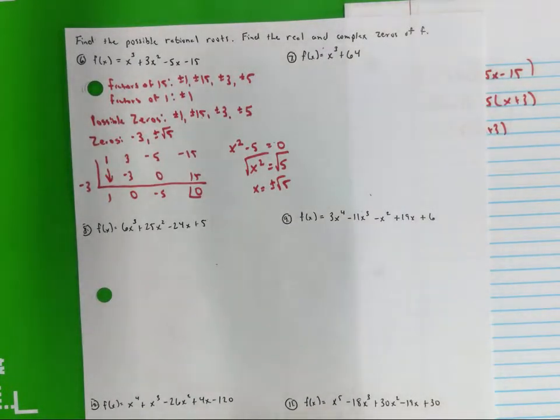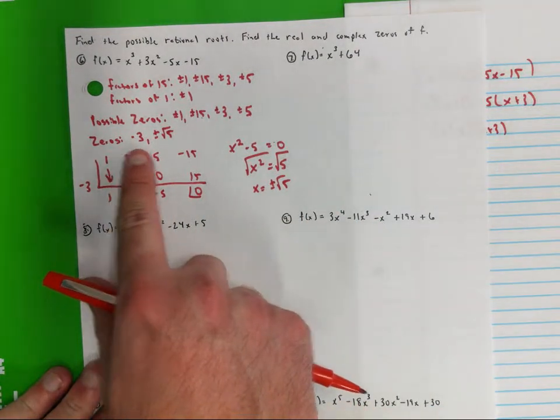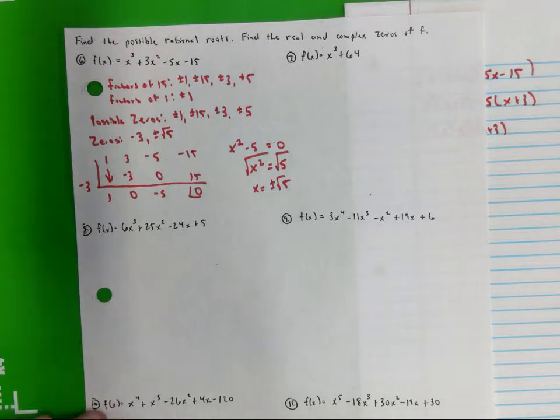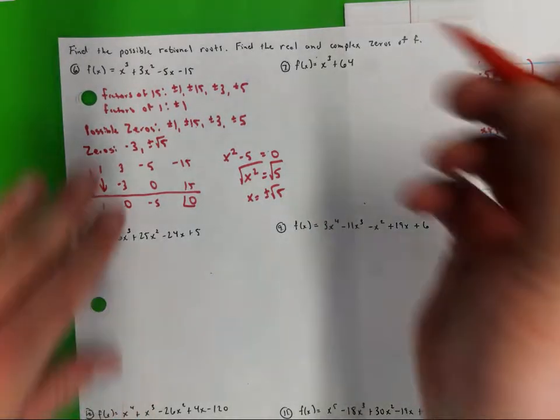Now number 7. Now going back, hold on, 6. We have 3 zeros here, and all 3 of these are real. There's no complex or imaginary. There's no complex solutions.